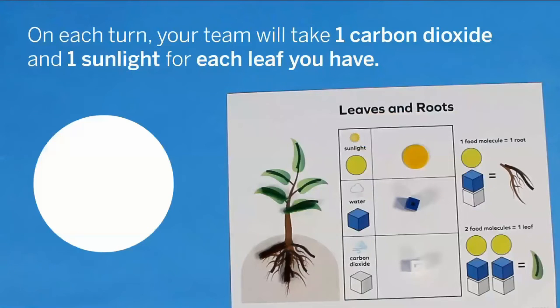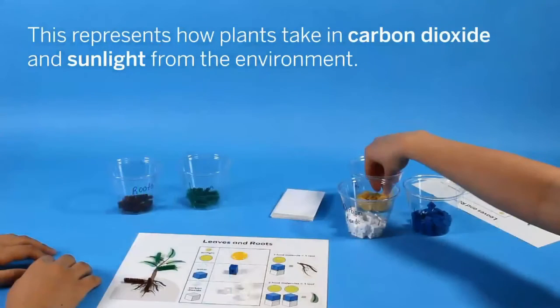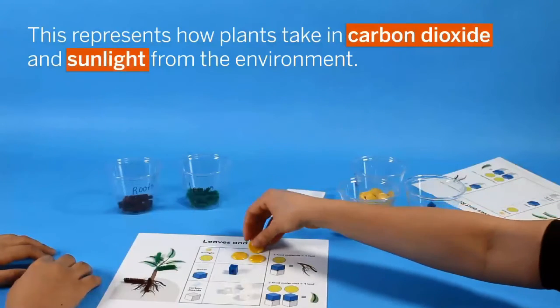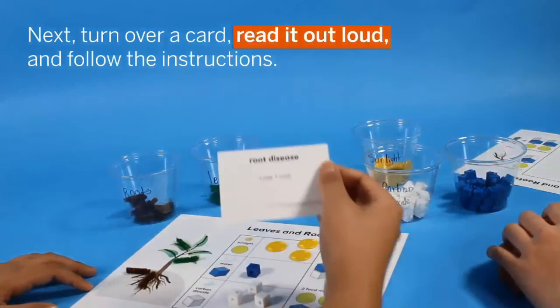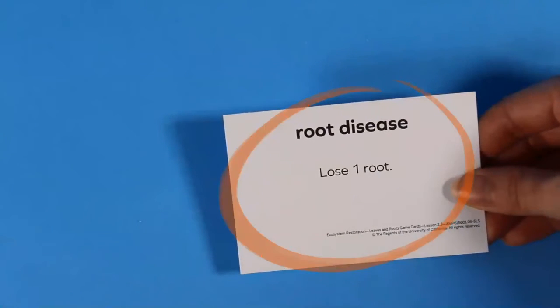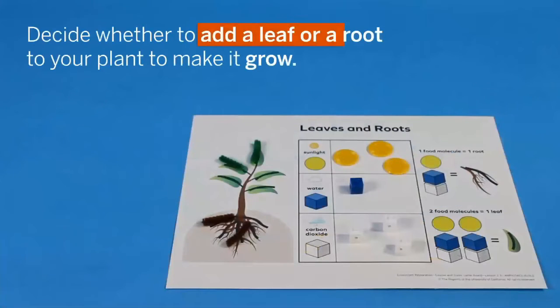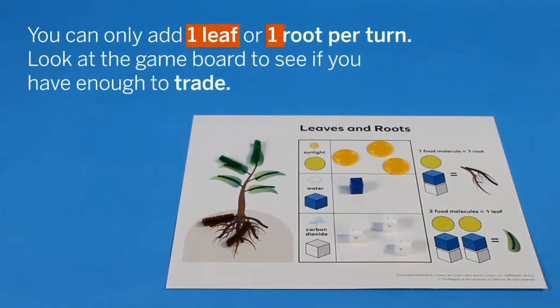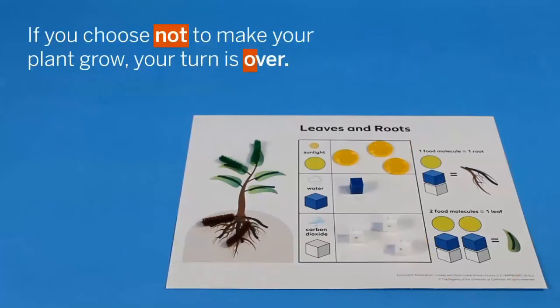On each turn, your team will take 1 carbon dioxide and 1 sunlight for each leaf you have. This represents how plants take in carbon dioxide and sunlight from the environment. Next, turn over a card, read it out loud, and follow the instructions. Root disease. Lose 1 root. Decide whether to add a leaf or a root to your plant to make it grow. You can only add 1 leaf or 1 root per turn. Look at the game board to see if you have enough to trade. If you choose not to make your plant grow, your turn is over.